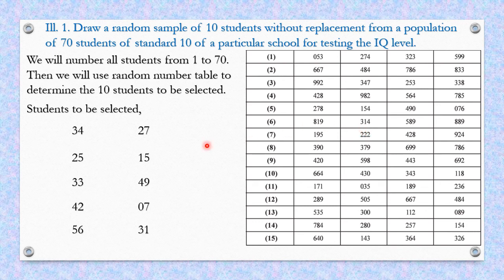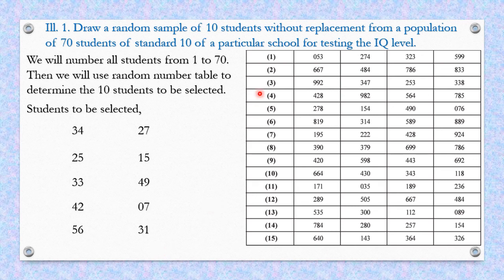So if I am selecting 10 students, my population is students numbered 1 to 70. So from them, students numbered these numbers, 10 students with these numbers I will select. So this is how we use a random number table. What we need to do is just number whole of our population and then select numbers according to the number of samples we are supposed to select, or according to the population we are supposed to select from.